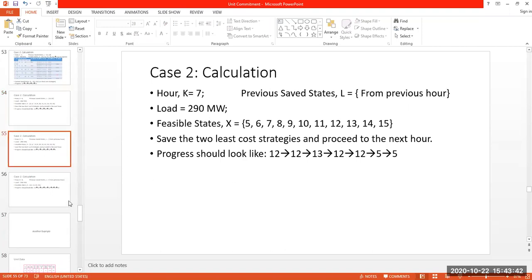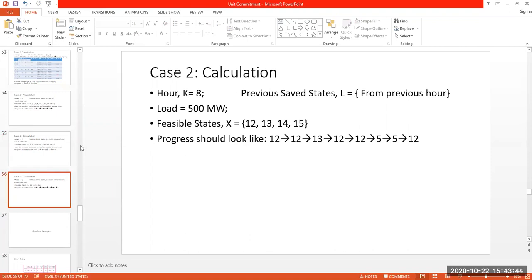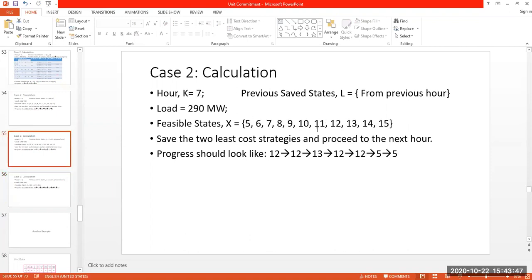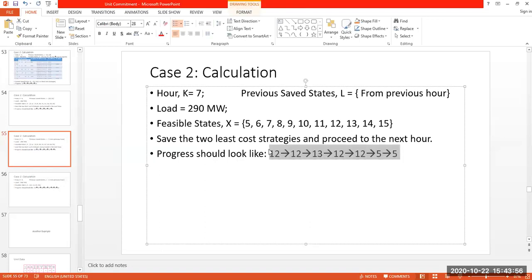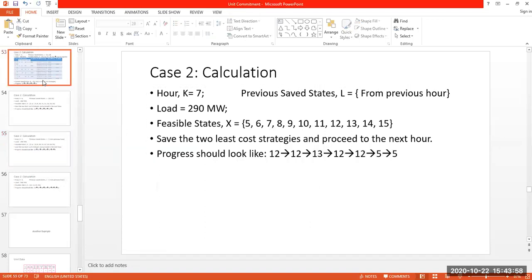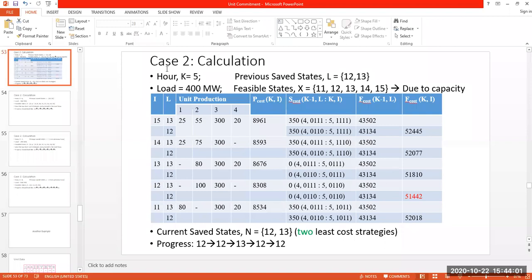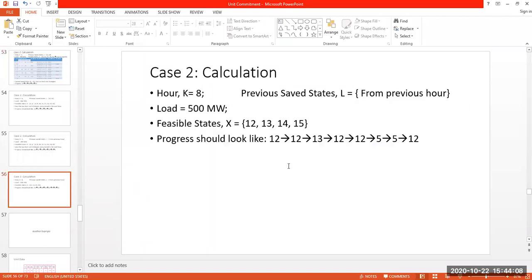And here also, in hour number 7 and hour number 8, it is less, but hour number 7 is again a huge number. So you can't actually put them in one slide in an elaborate manner. So I've just put the progress here. You know how to progress with the decisions, but the exact cost up to state up to hour 5 is 51,442. The final cost you can obtain from the book, and you can compare, among these two strategies, case 1 and case 2, what is the difference in cost.